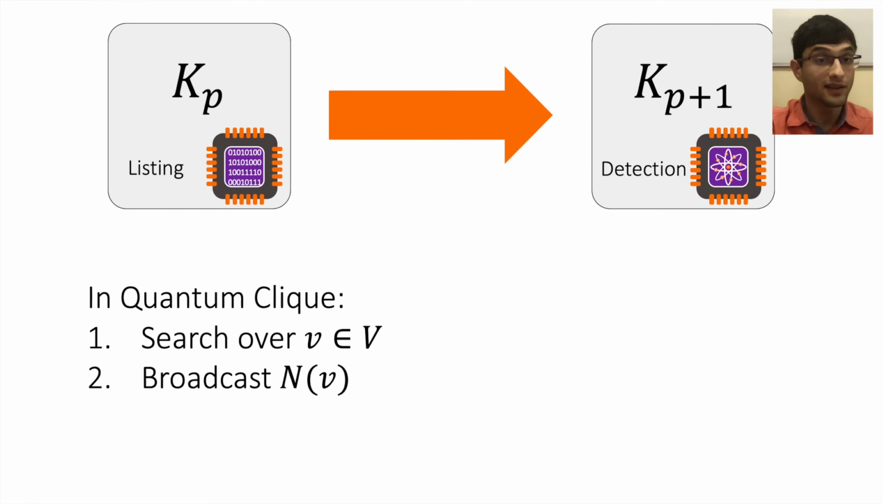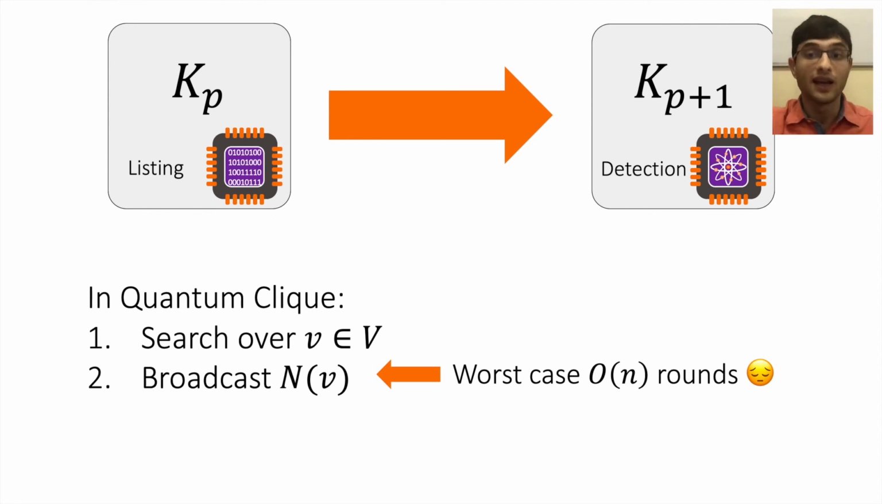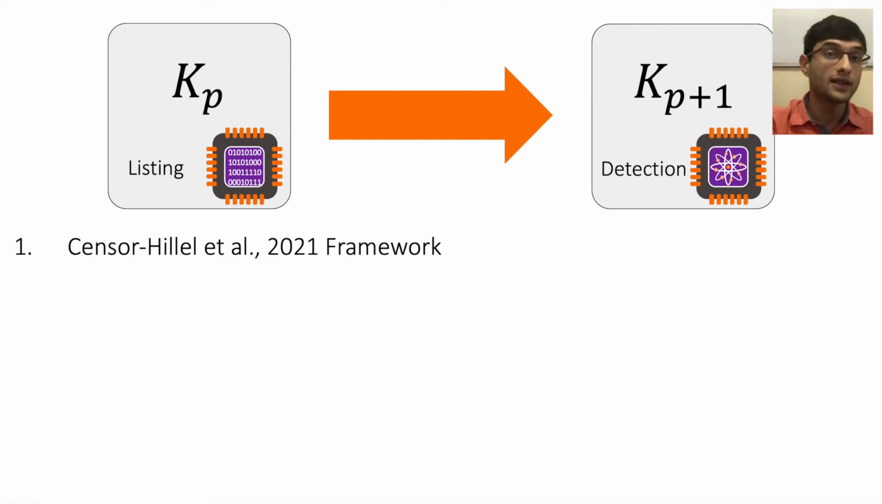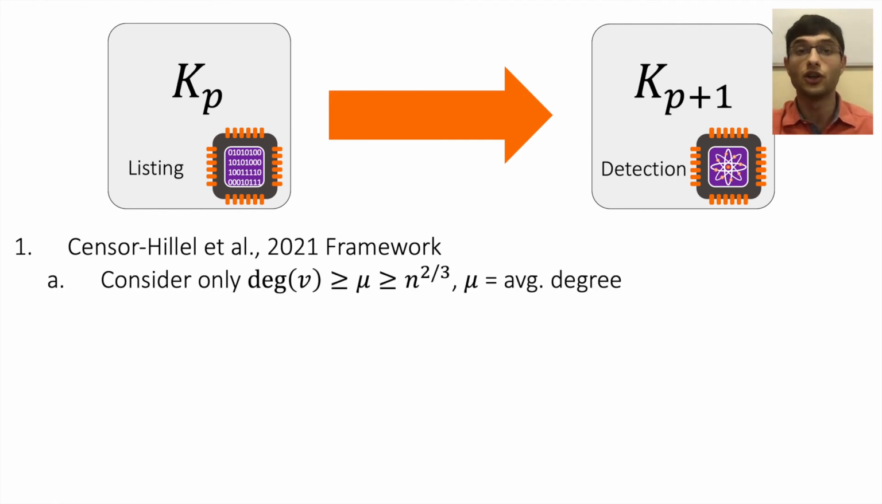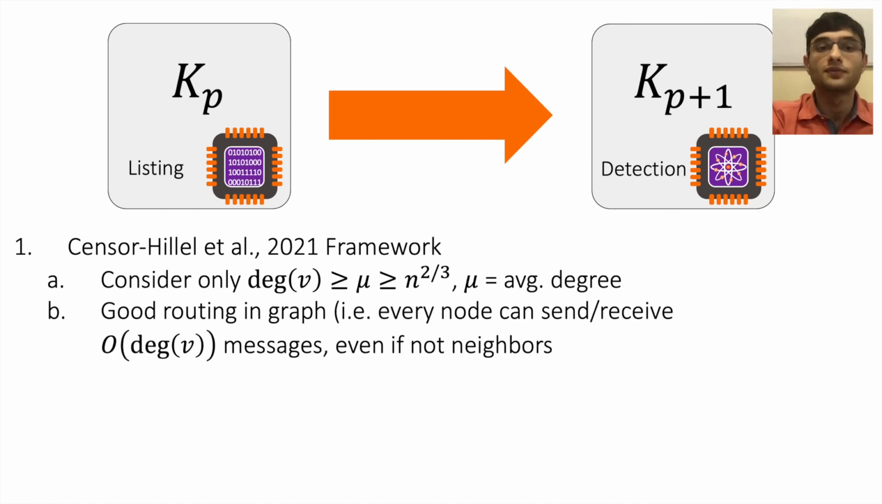And the way we did this in the congested clique setting was that we searched over all the nodes, and for every single node, we broadcast to its neighbors in one round. However, in the congest setting, this can be very, very challenging to do. And so what we end up having to do, we take the framework which was recently shown for listing cliques of any size in the congest setting, and we augment that. What this framework gives us is that, one, we only have to consider nodes with very high degree, where the degree is at least the average degree in the congest model, and it's also at least n to the 2/3. And we're also given that messages can be sent very quickly in this setting, basically meaning that even though we're in congest, any 2 nodes can communicate messages to one another, as long as no node sends more than O of its degree number of messages per round.